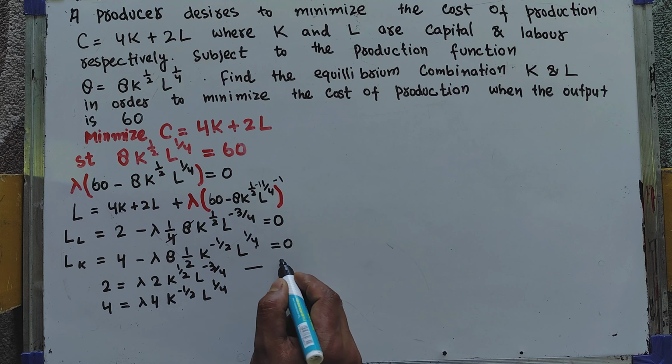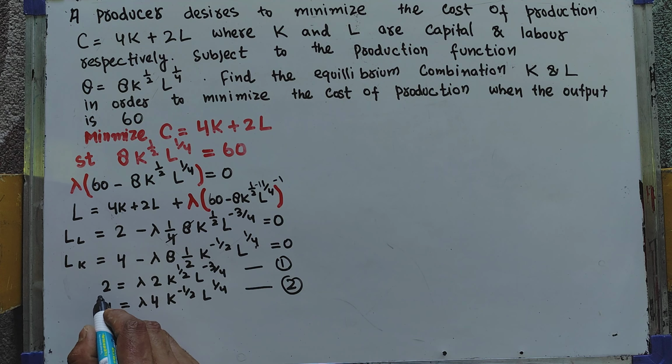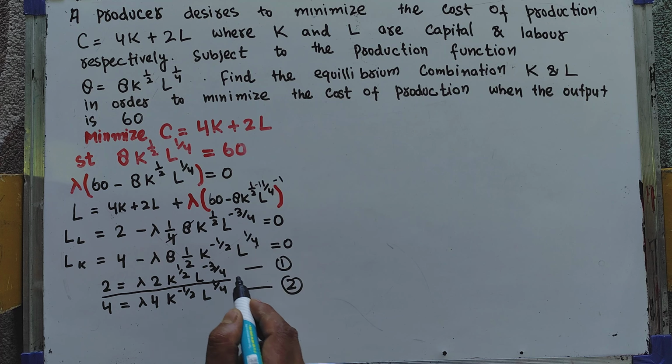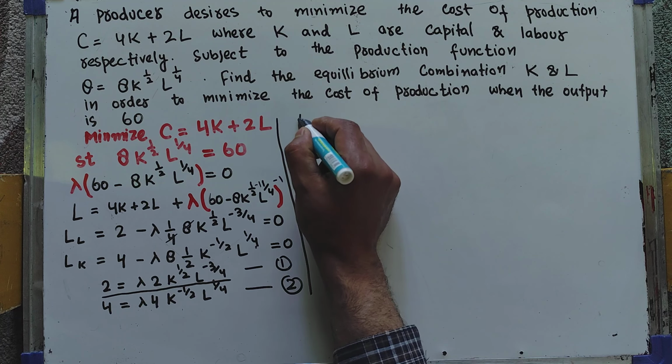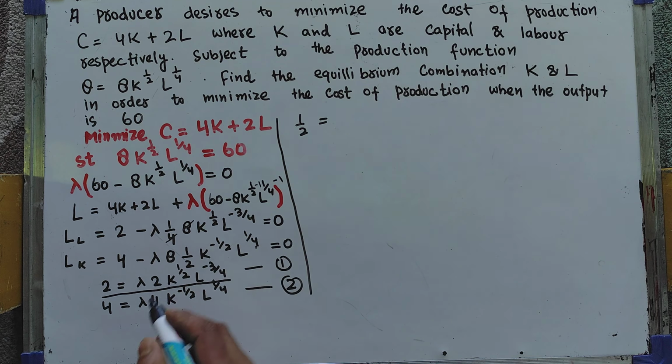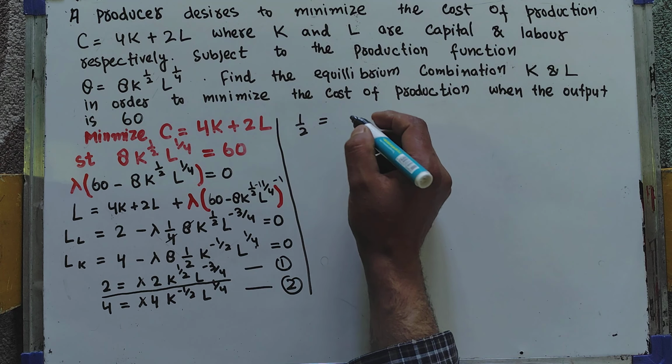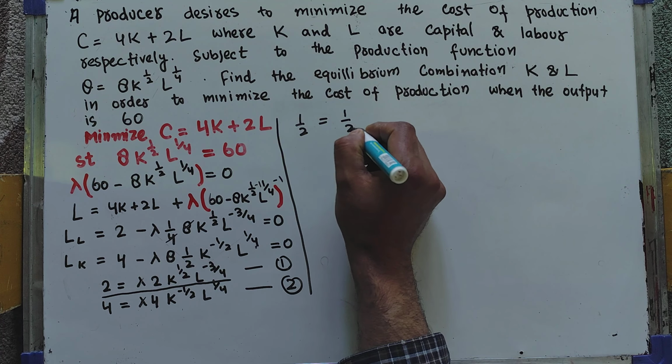Then what will we do? Let us say this is equation first, this is equation second. We divide equation first by equation second. To save the space, I divide them here. So 2 upon 4 is 1 upon 2, which is equal to, lambda cancels, so we get 1 upon 2.